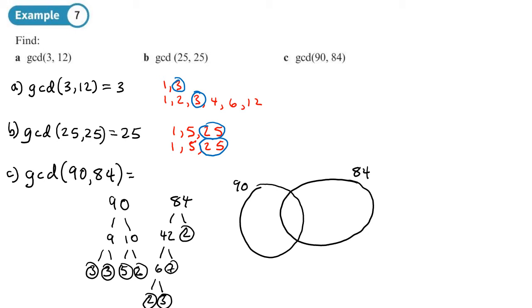And what do I have in both factor trees? A 2 and a 2, so I can put a 2 in the middle. What else? There's a 3 and a 3, so I'll put a 3 in the middle there. I don't need to do the rest of the factor tree because I only want the greatest common divisor, which I'll get by multiplying those. So that's going to be 2 times 3, which is 6 as the greatest common divisor of 90 and 84.